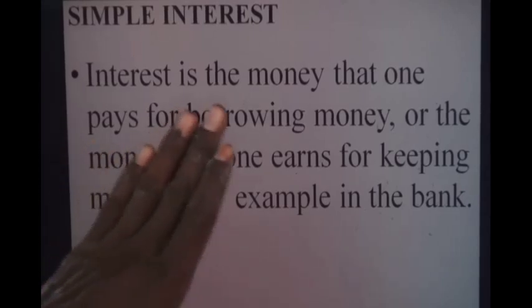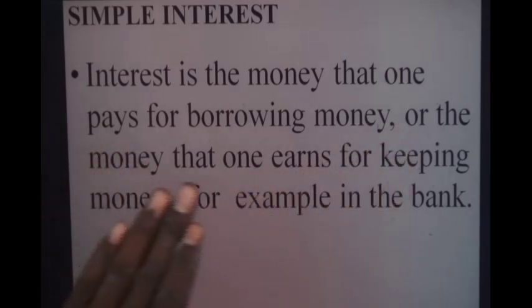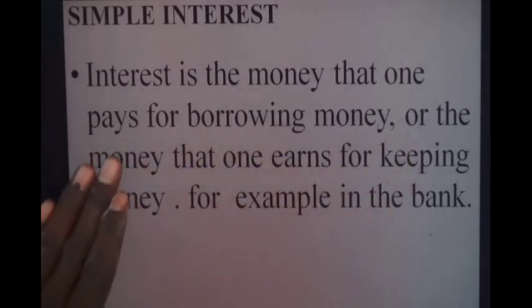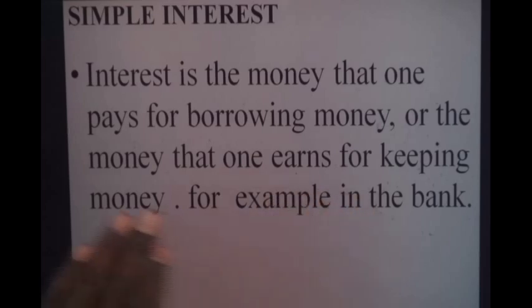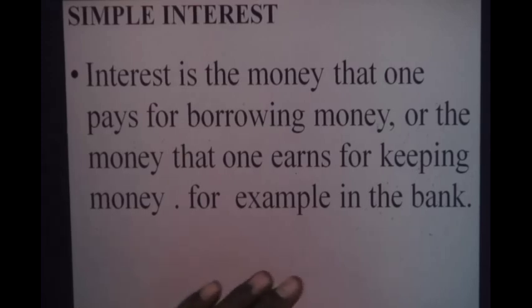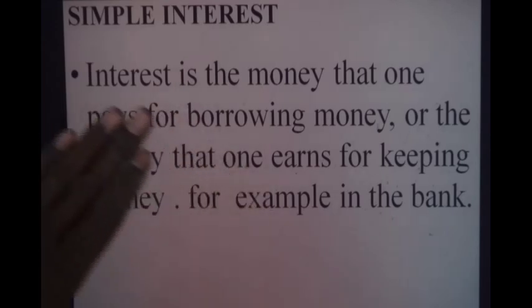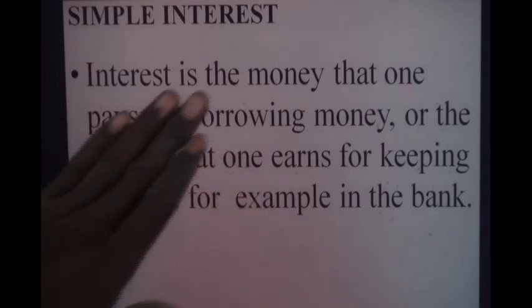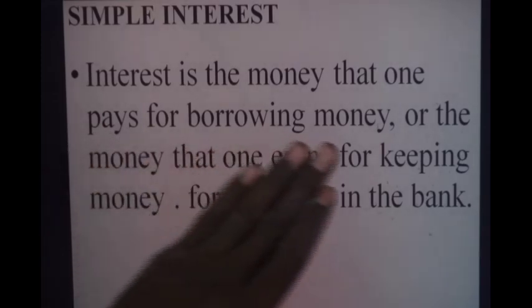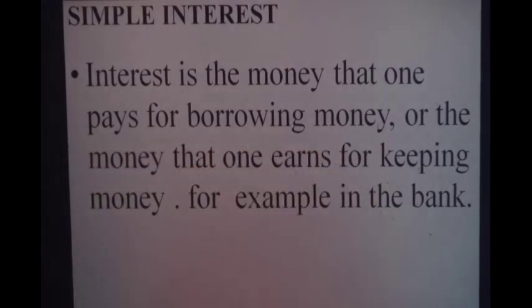Now interest is the money that one pays for borrowing money, or the money that one earns for keeping money. When you have kept money, for example in the bank, there is some extra money that you get from the bank. After you've been paid that extra amount, we just call it interest. So interest is the money that one pays for borrowing money, when you have borrowed from somebody.